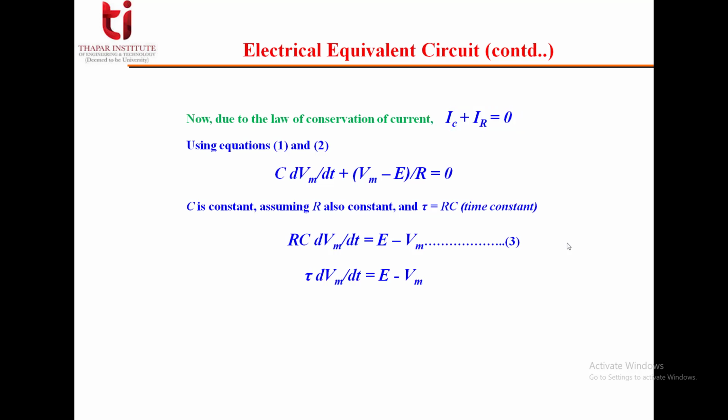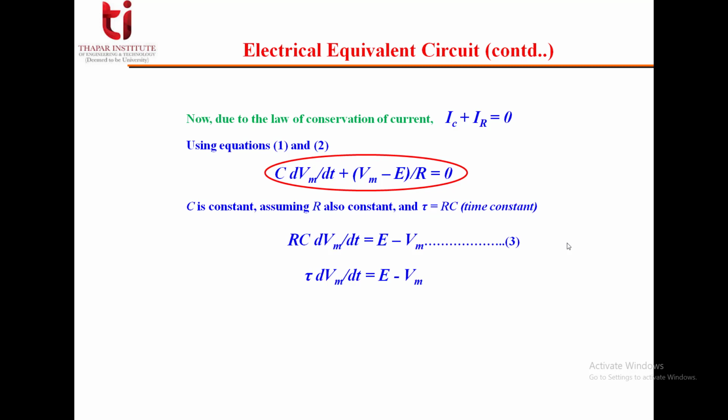Now using the previous equations number 1 and 2, you will get this equation: C dVm by dt plus (Vm minus E) divided by R is equal to 0. That means we are keeping the equation for the capacitive current and the resistive current.